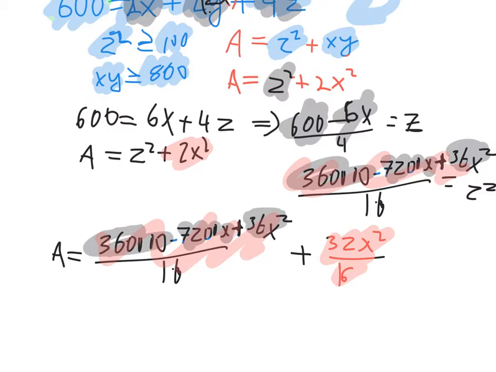Okay, so I'm trying to get the area equation with only one variable. So I got my z squared. I just copy and pasted it because I'm lazy. I actually had a funnier joke before, but that's just the truth. And then I took my 2x squared, and I turned it into 32x squared over 16, because I like common denominators, so I can add like terms.